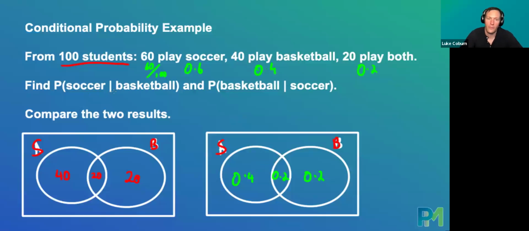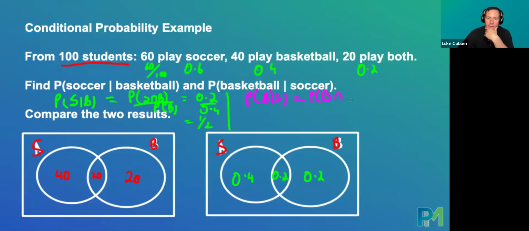Now we want to work out the probability of soccer given basketball and the probability of basketball given soccer. The probability of soccer given basketball is the probability of the intersection divided by the probability of basketball, which is 0.2 over 0.4, which is half. Now, the probability of playing basketball, given you play soccer, is the probability of the intersection.